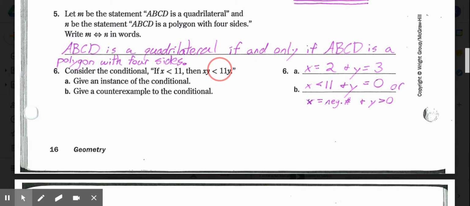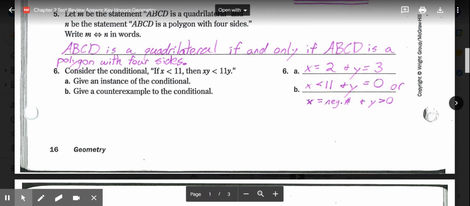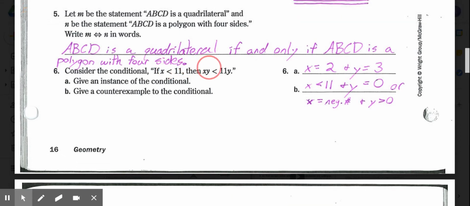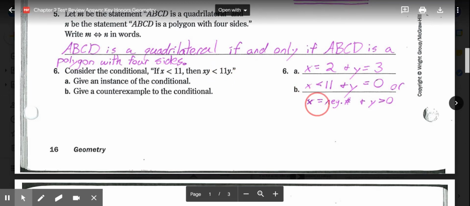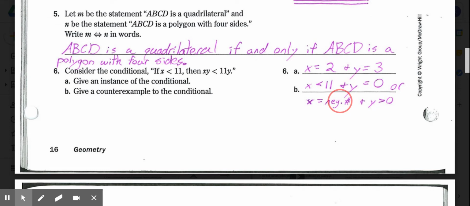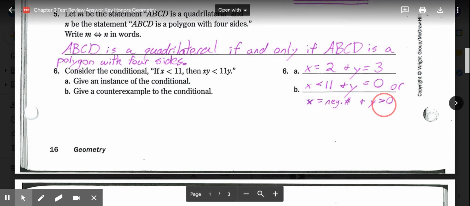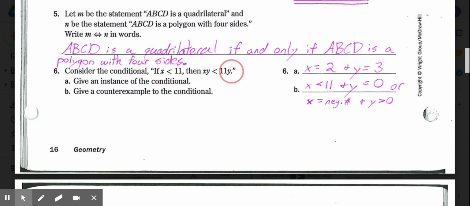In B, a counterexample would be something that makes the first part true, but the second part not true. So if x is less than 11 and y is 0, that would make this not true. If I chose any number for x less than 11 and y was a 0, that would make this not true because x times y is 0, 11 times y is 0. 0 is not less than 0. 0 would equal 0. Or you could use the example of x being any negative number and y being any positive number greater than 0, and that would also be a counterexample to this conditional.